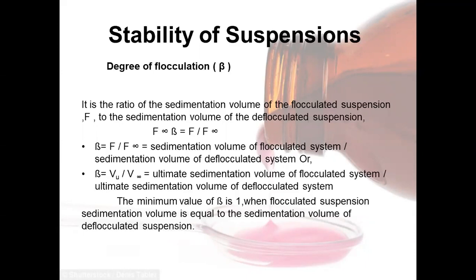It is a destructive method of testing because the flocculated system is converted to a deflocculated one by the addition of deflocculating agents such as electrolytes. The sedimentation volume of a deflocculated system is less than that of a flocculated system. The minimum value of beta is 1 when the flocculated suspension sedimentation volume is equal to the sedimentation volume of the deflocculated suspension.